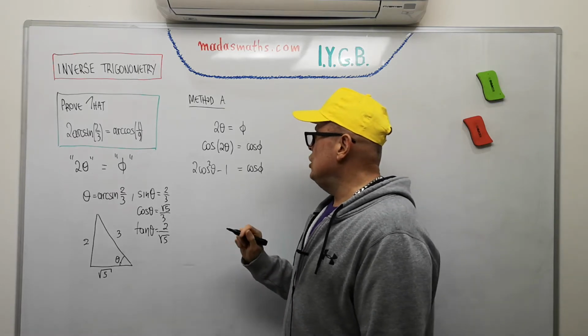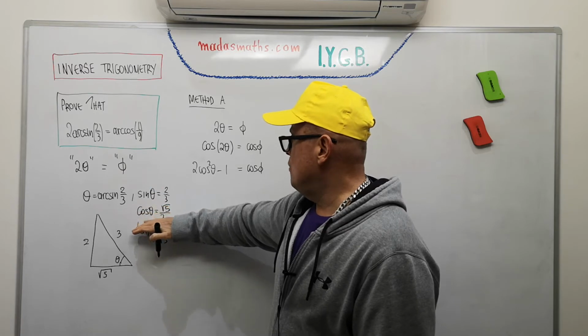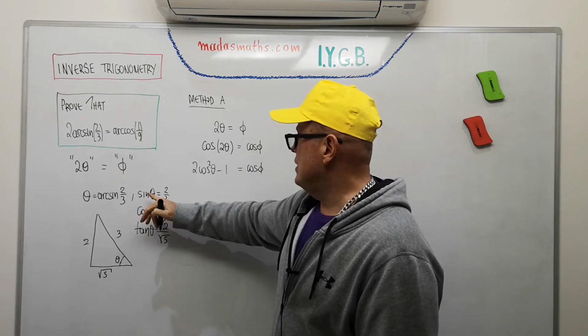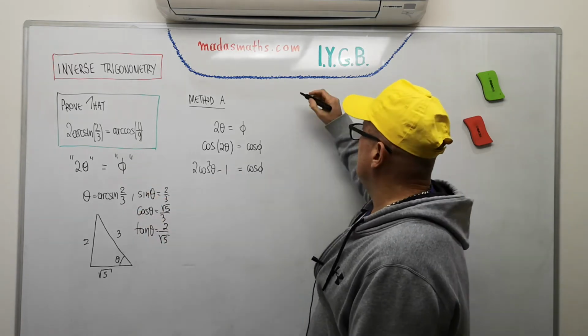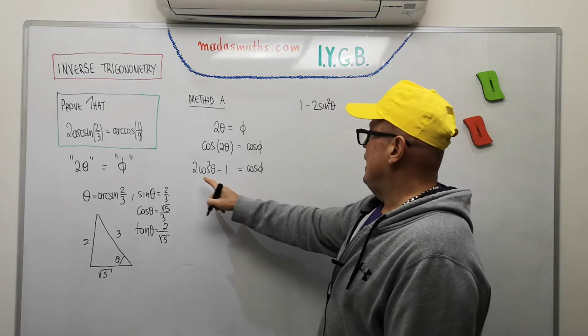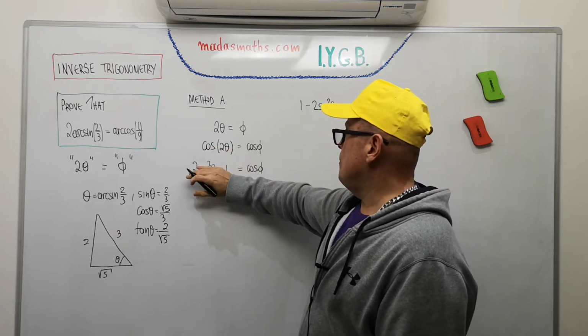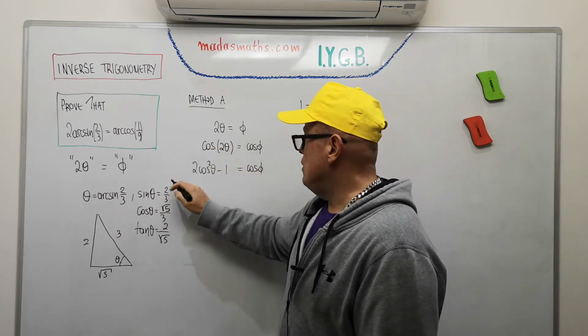But if we didn't know that, we didn't even need to get anything more from a triangle. We could have used the sine, and we could have used here 1 minus 2 sine squared theta. It's another expression which is also true for the cos of 2 theta. So I could have put that instead and used the value of 2/3.